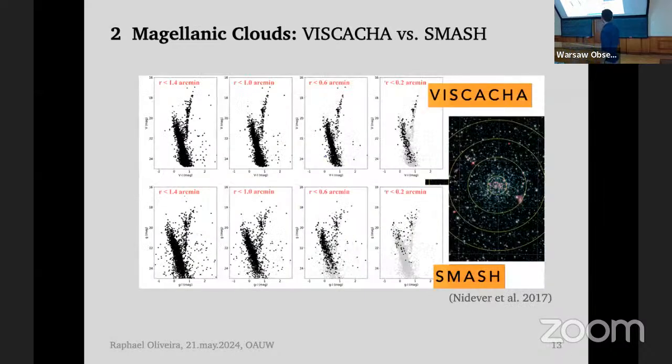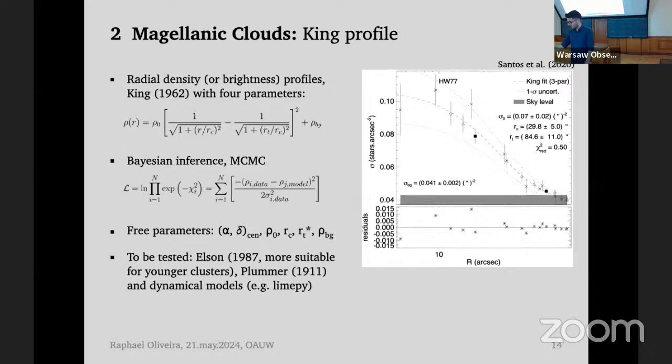Here, a quick comparison with this SMASH photometry, which has photometry for almost all the system, including the bridge, but it doesn't have adaptive optics. So the general CMDs look similar if you compare VISCACHA and SMASH here, but when you go to the central regions, the effect of using adaptive optics is very pronounced.